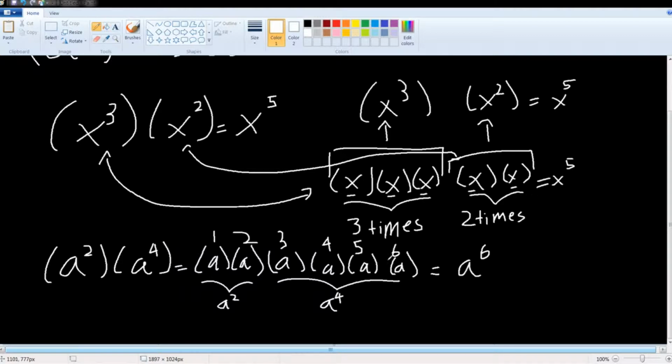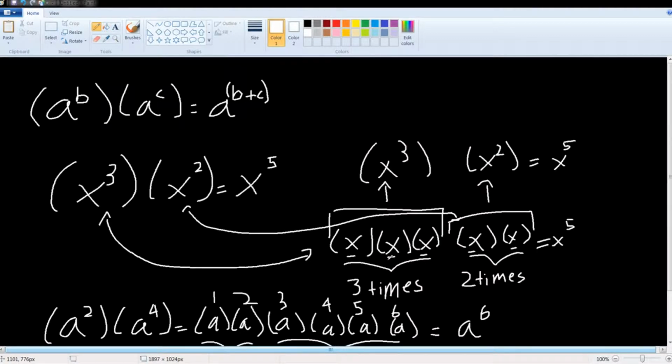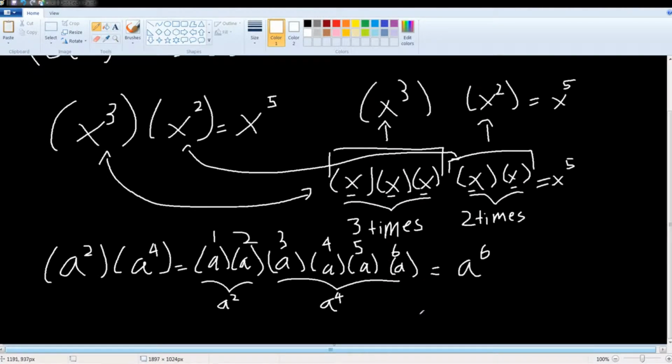So you're all asking me, okay, we've done it with variables, but I really want to make sure this is correct by using non-variables. So hey, let's do it with actual numbers. Let's do 2 to the 3rd times 2 to the 2nd.